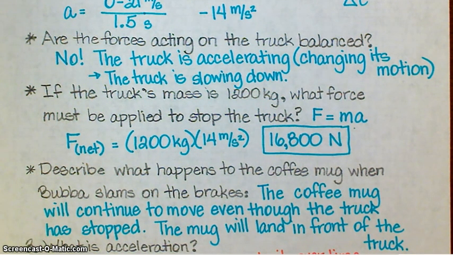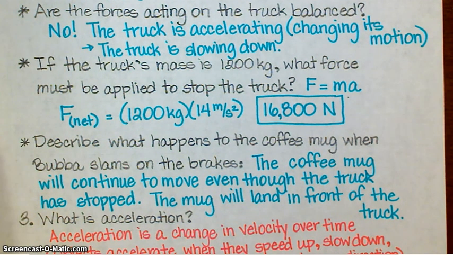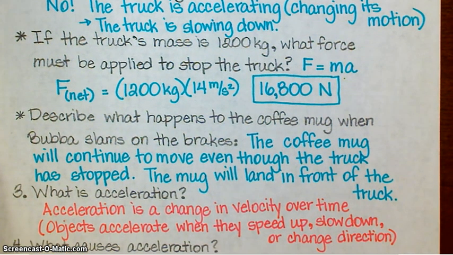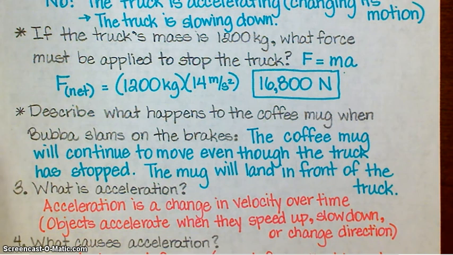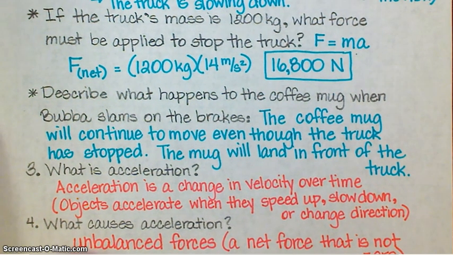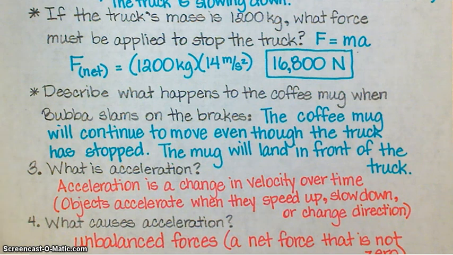All right, number 3 asks, what is acceleration? Meaning, what is the definition for acceleration? And you guys have learned that acceleration is a change in velocity over time. Acceleration occurs, for instance, whenever an object speeds up, slows down, or changes direction. And that's different than asking what causes acceleration. The thing that causes acceleration is unbalanced forces. And an unbalanced force, remember, is just a net force that is something other than zero.